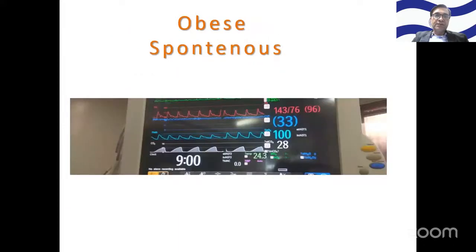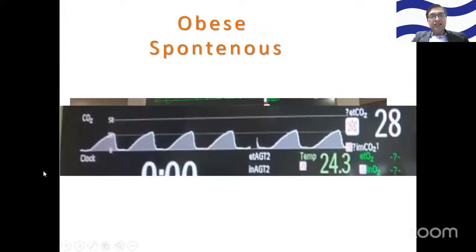What happens in the obese patient? When obese patients start spontaneous ventilation, you will not see the differentiation between phase one, phase two and phase three. Phase two and phase three look the same, and this happens because obese lungs have some amount of restrictive pathology, and this restrictive pathology leads to this kind of waveform in a spontaneously ventilating obese patient. So from EtCO2 you can diagnose this.